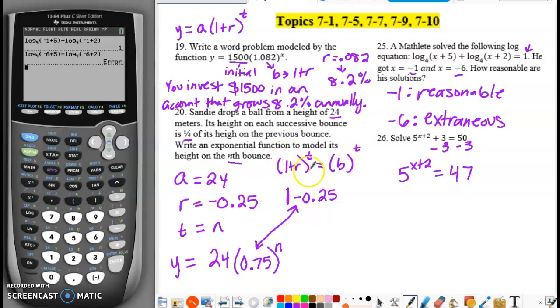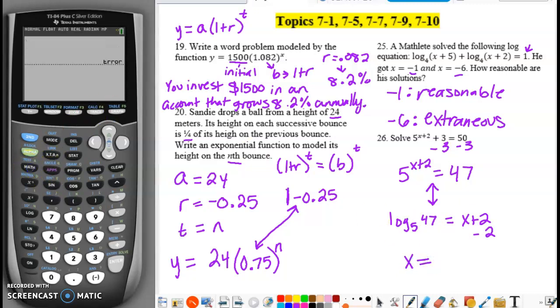And now what I'm going to do is convert this back to a log. And so my base is 5, so this is going to be a log of 5. And then remember, my answer becomes inside the log, and my exponent comes out here. Okay, so we have log 5 of 47 equals x plus 2. All I have to do is subtract 2, and we can get our solution for x.